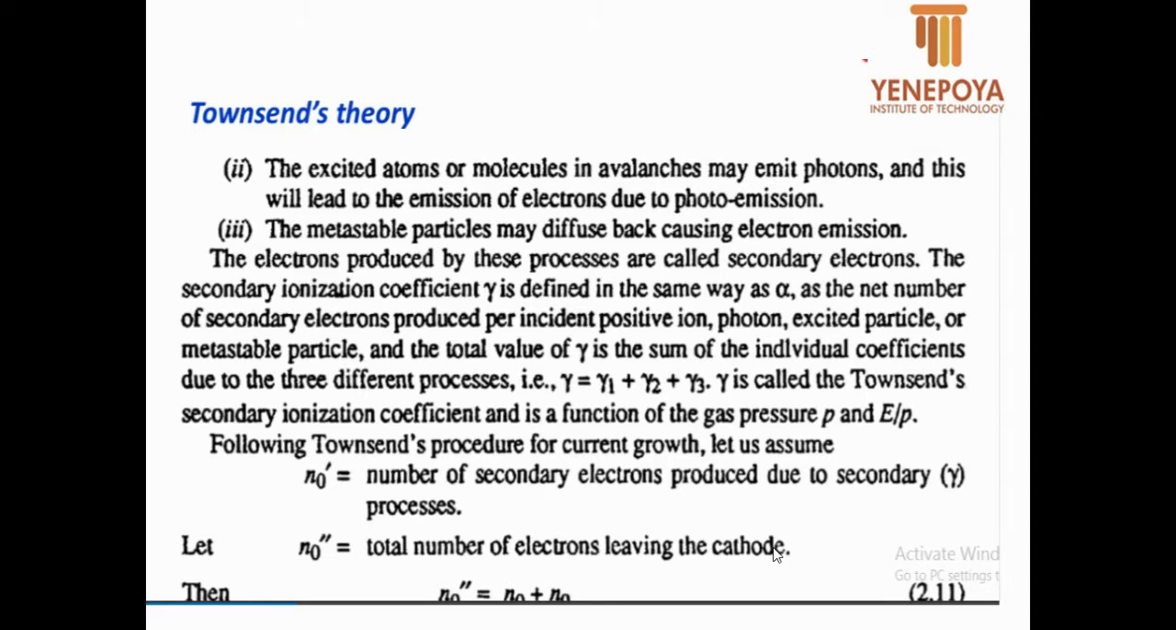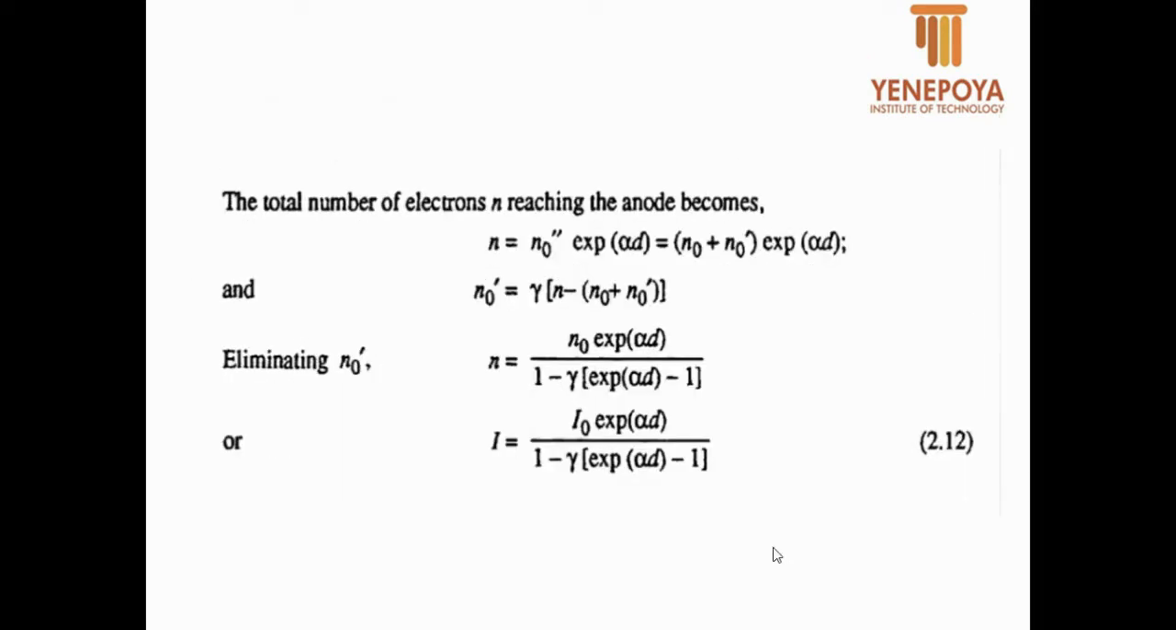Let us assume that N naught dash is the number of electrons produced due to the secondary process. Let N naught double dash be the total number of electrons leaving the cathode. Then N naught double dash is N naught plus N naught dash. So the total number N reaching the anode is N equals N naught double dash exponential alpha D, that is equal to N naught plus N naught dash exponential alpha D.